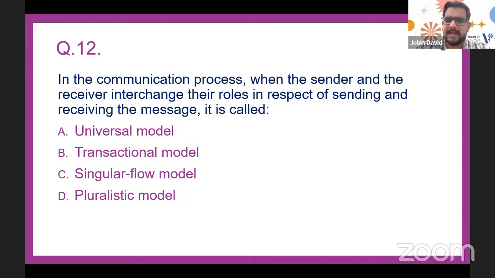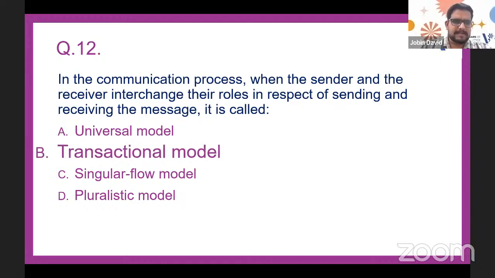In the universal model, we have a sender, a receiver, and a channel. The pluralistic model is the opposite of the singular flow model. If the sender and receiver interchange their roles in respect of sending and receiving, obviously that is the transactional model. Our YouTube babies answered that it is B only, the transactional model. So we will also go with option B, the transactional model. It's a great answer.